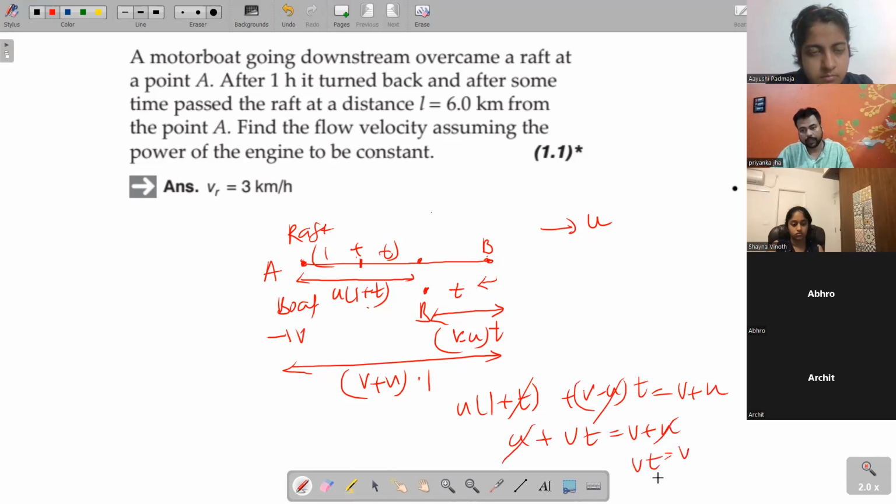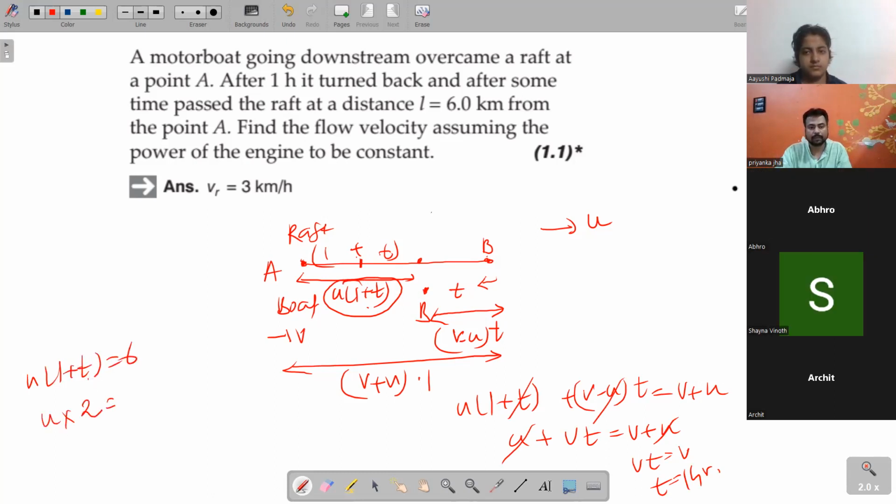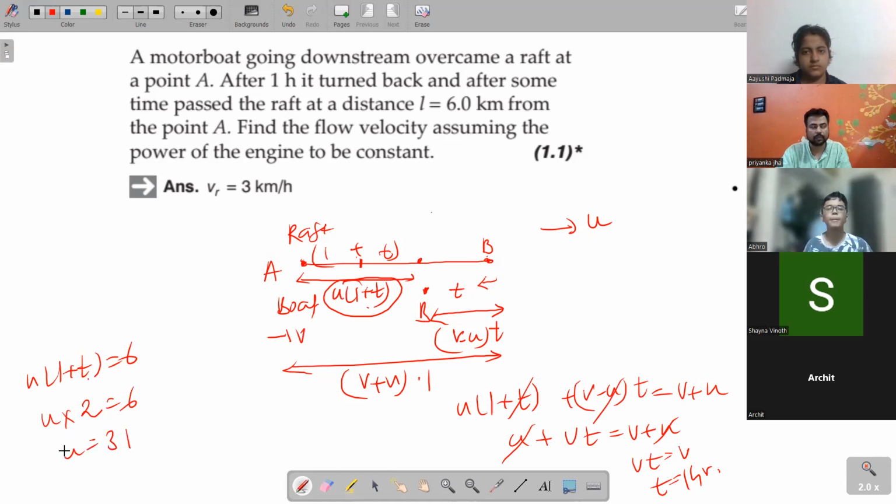तो vt = v, तो t = 1 आवर। मतलब टर्न करने के बाद मोटर बोट को 1 घंटा और चलना पड़ेगा पीछे, तब जाके राफ्ट को मिलेगा। कह रहा है कि जहां पे ये राफ्ट को मिलता है वो पॉइंट A से 6 किलोमीटर अवे है। तो ये डिस्टेंस एक्चुअली 6 किलोमीटर हुआ। तो u(1 + t) = 6 किलोमीटर, और t हमारा 1 आवर है, पुट कर देंगे यहाँ पे। तो जो हमारा फ्लो वेलोसिटी है वो 3 किलोमीटर/आवर हो गया। बोलो अभी आया बात समझ में?